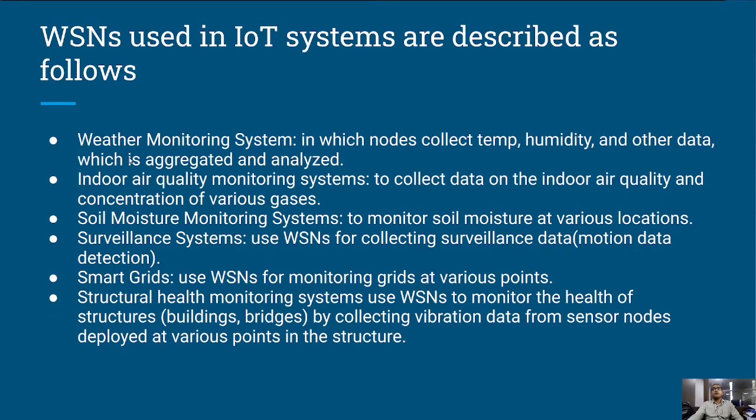So some of the major uses of these WSNs are in fields like weather monitoring systems, indoor air quality monitoring systems, soil moisture monitoring systems, surveillance systems, smart grids, and structural health monitoring. These are some of the major applications.